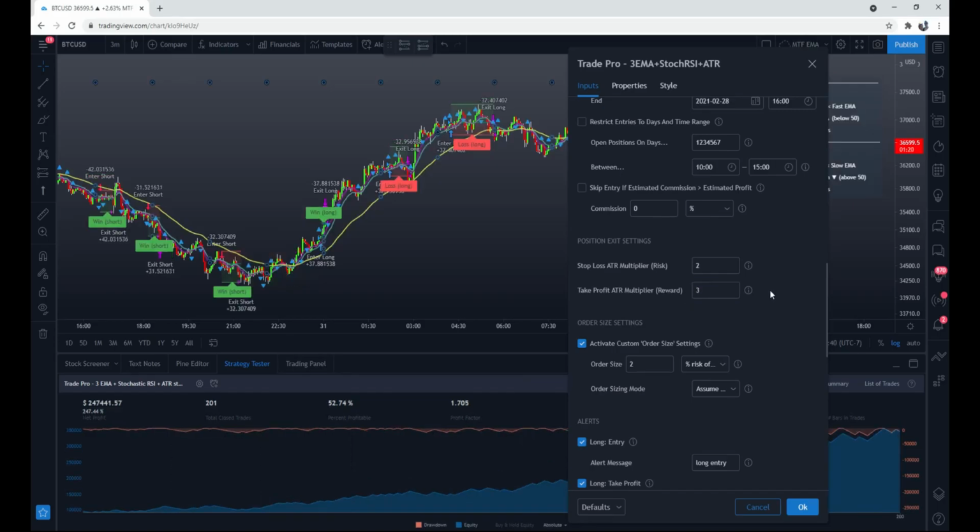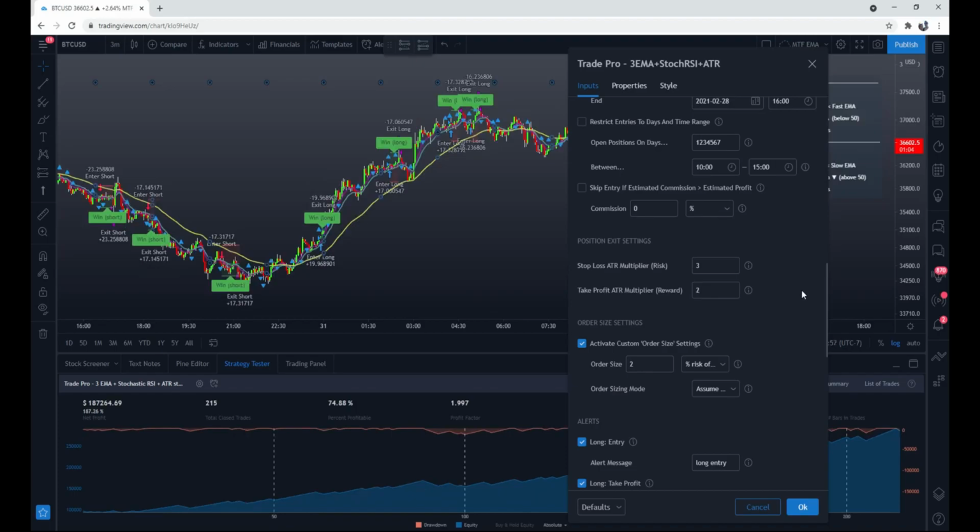So let's see what happens if we go to 3 there. Profit factor goes up. Percent profitable, of course, goes up as well. So you can do whatever you would like here, but we have it at 3 ATR for the stop loss and 2 ATR for the take profit, and that seems to give a nice profit factor, very high win rate, and does a pretty good job.